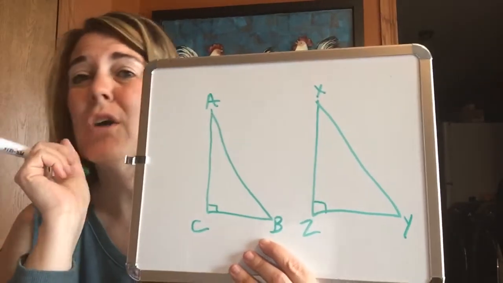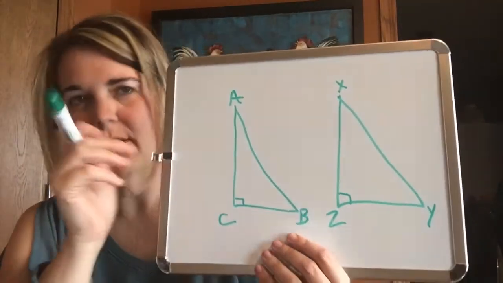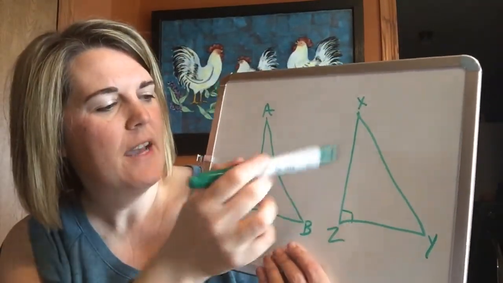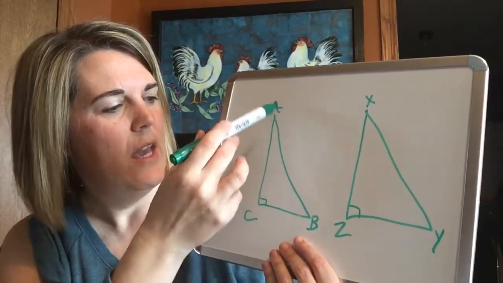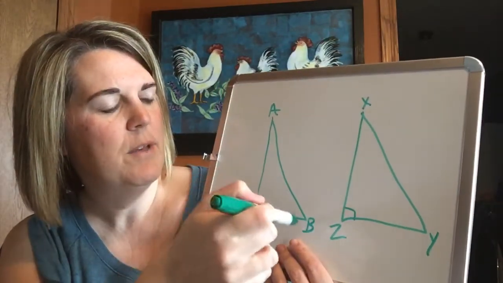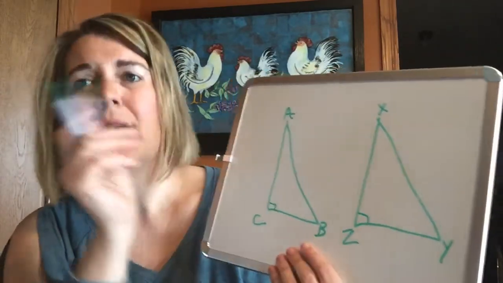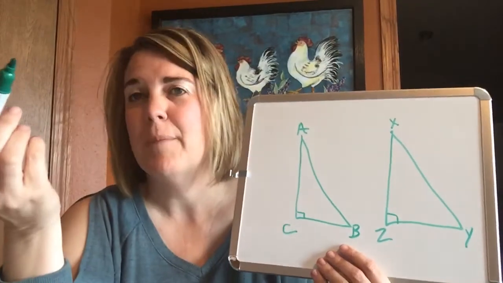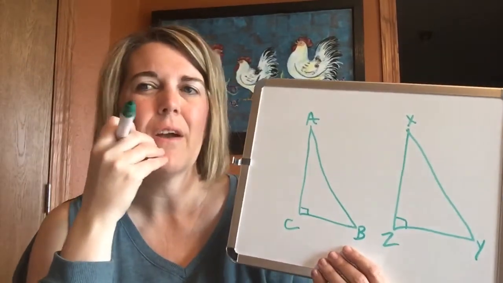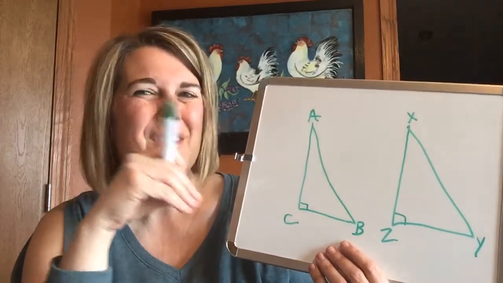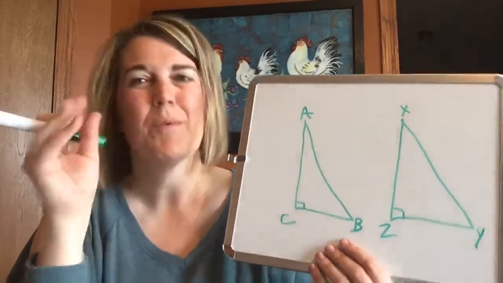You can also do corresponding sides. AC corresponds with XZ, AB corresponds with XY, and CB corresponds with ZY. So it's what's the same when you lay them on top of one another. Sometimes you're going to have to figure out in your head or on your paper how to get those turned the right way, which is what we did yesterday with geometry.